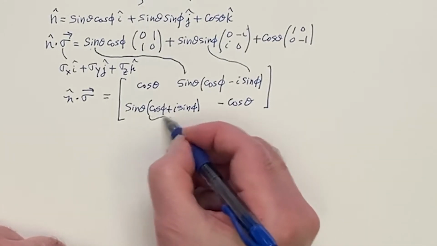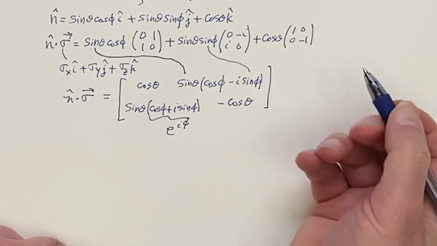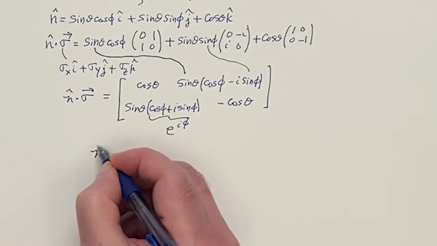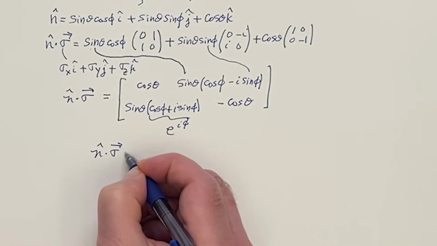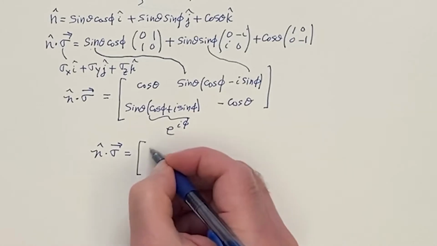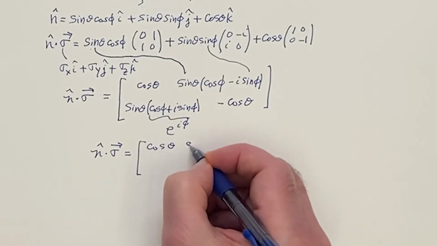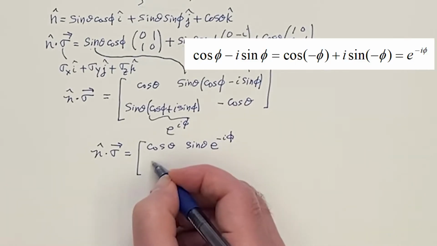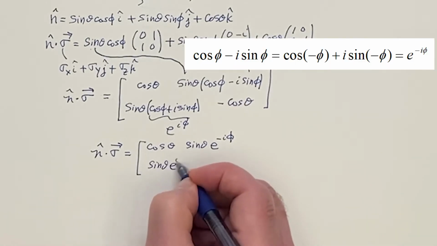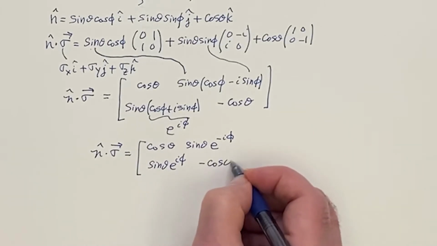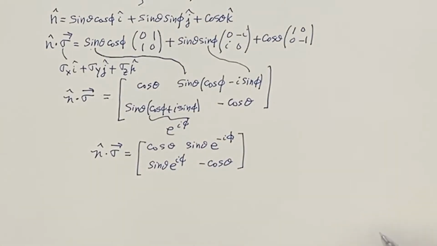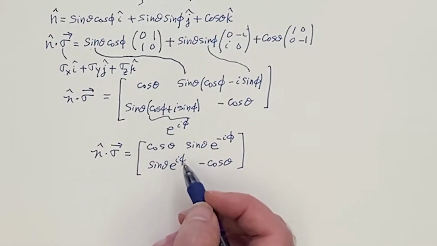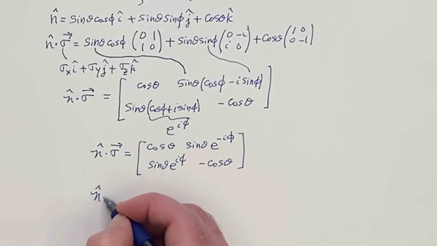Now, neat thing about this is that this is e to the i phi, and this one here would be with the minus sign. So I have n dot the Pauli matrix vector is cosine of theta, sine of theta, e to the minus i phi, and then here sine of theta, e to the i phi, and then here a minus cosine of theta. That's kind of nice. And now what I would like to do is find what the eigenvalues are.